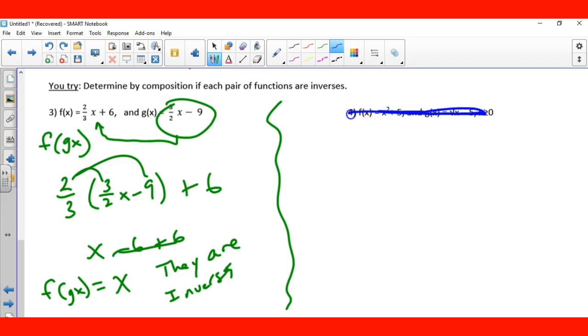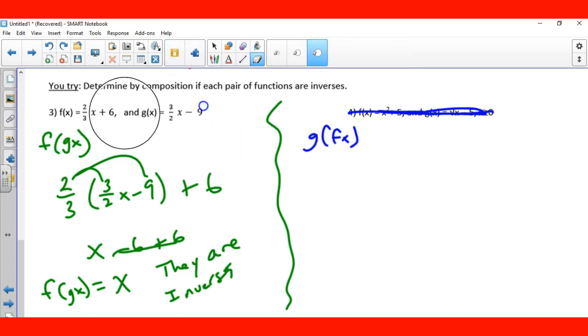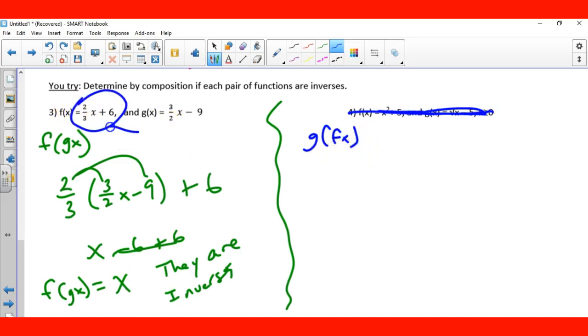All right, again, to check it, I'm not doing this one right now, guys. So I'm looking at this still. Now I'm going to do g of f of x. So I'm proving it, like we did with the last problem above. I'm proving that my conclusion over here is right. So I'm going to this time put this function into this one. So I have 3 over 2 times 2/3 x plus 6 minus 9.